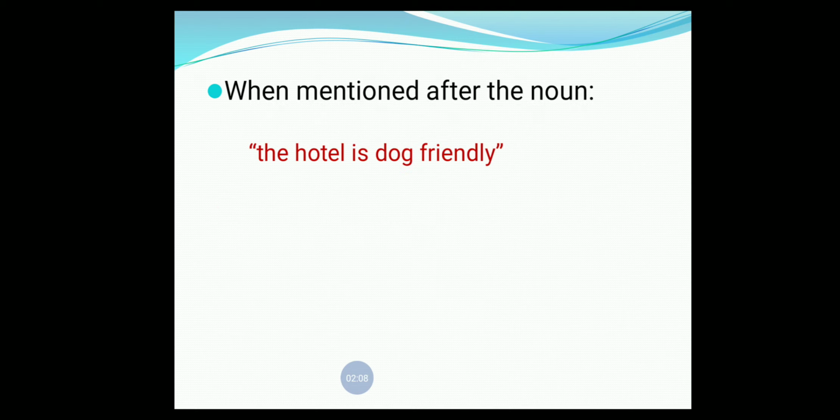Also, suppose we do not want to use the hyphenated form, then how would you write the same sentence? It would become: the hotel is dog friendly. In such cases, you do not use the hyphen. Another use of the hyphen could be something like closed-door meetings. In closed-door meetings, we're defining what kind of meetings is taking place, so the words closed-door would be hyphenated here.